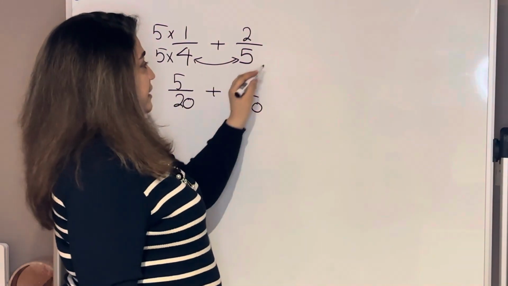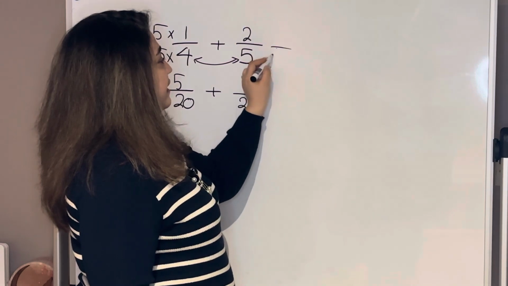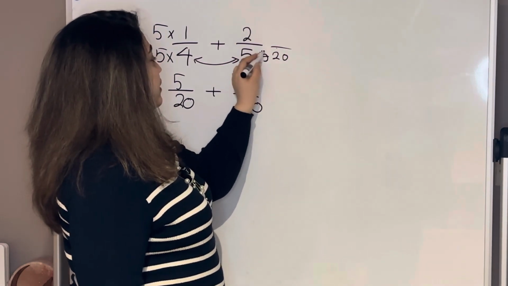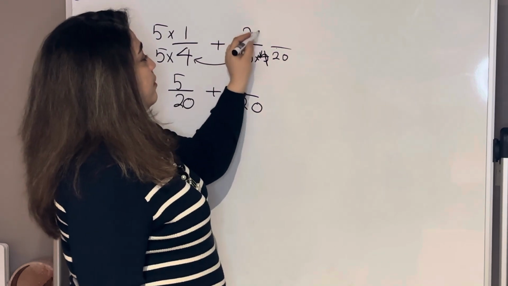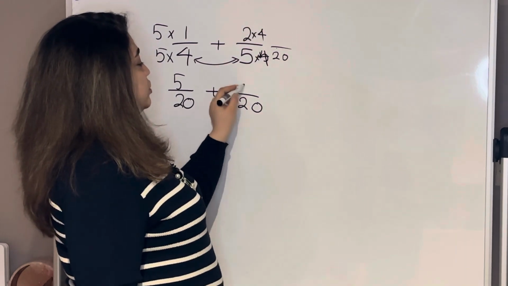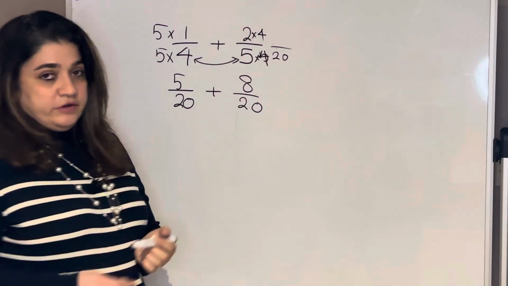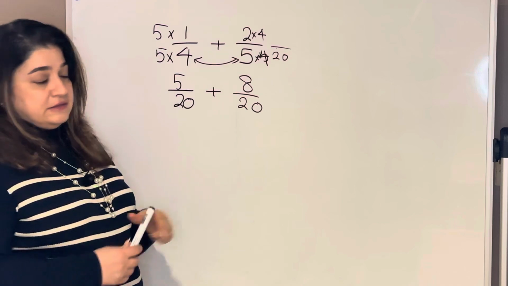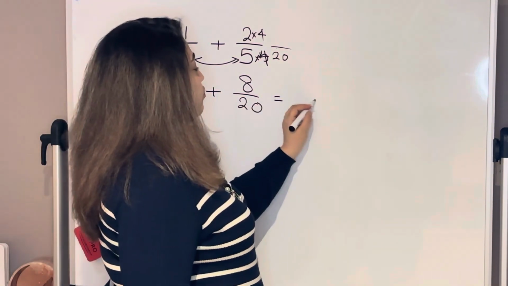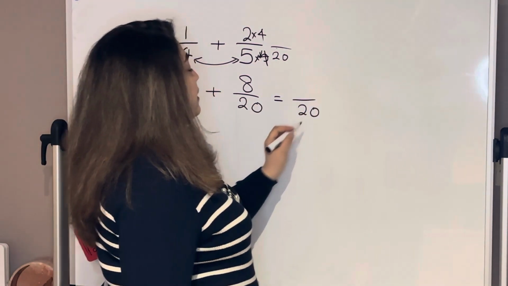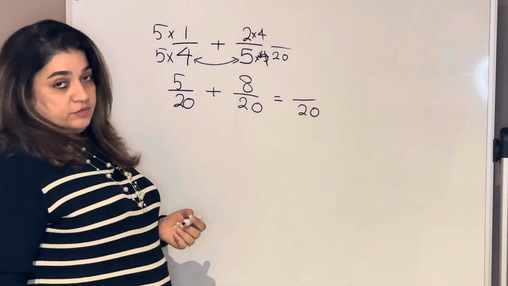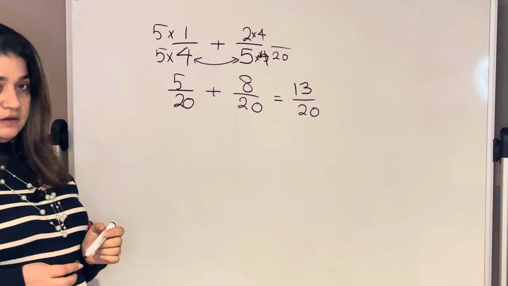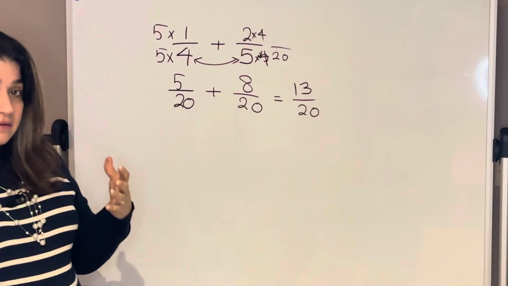For this fraction, because again I have to find out of 20, it means times by 4. So the top number should be times by 4. So it is 8 out of 20. So when you have the same denominator, you can write down one denominator and just add the numerators. So it is 13 out of 20.